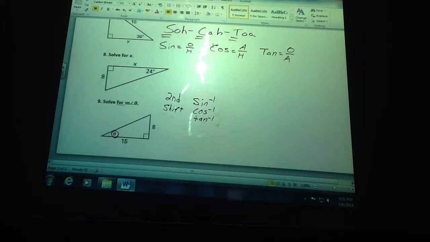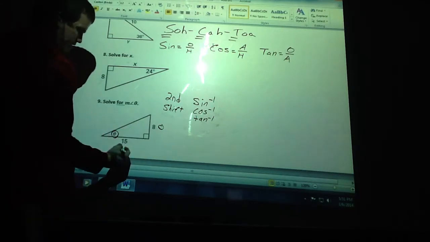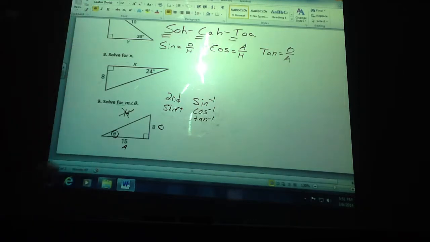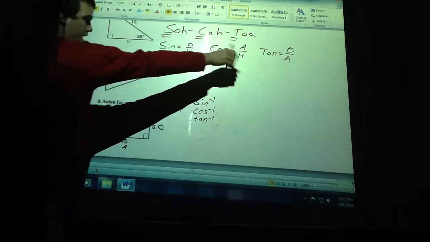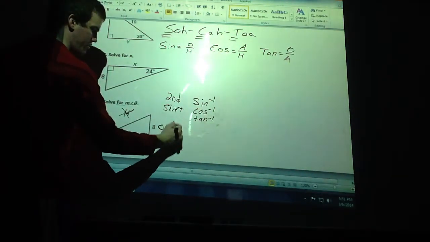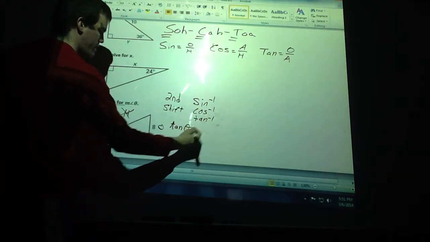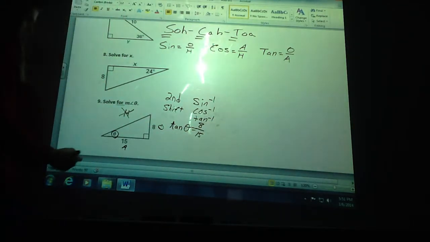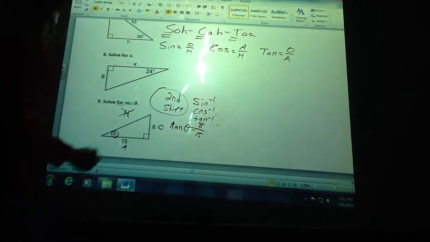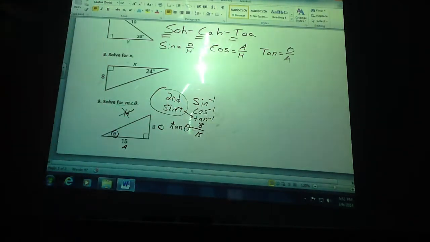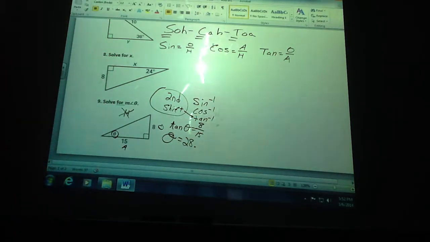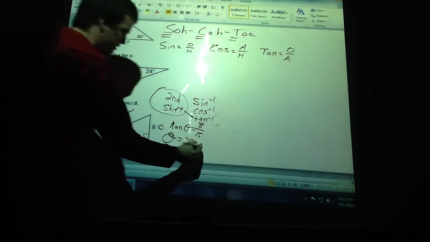All right. So again, label what you have. So for my angle, there's the opposite, there's the adjacent, there's my hypotenuse. Well, not using my hypotenuse. All right, so what uses opposite and adjacent? Again, opposite and adjacent is tangent. So I have the tangent of angle theta equals, opposite is 8 over 15. This is where you're going to hit that second button or shift button on your calculator. Then I'm going to use tangent. So after you hit that on your calculator, you're going to get angle theta equals 28.07 degrees.